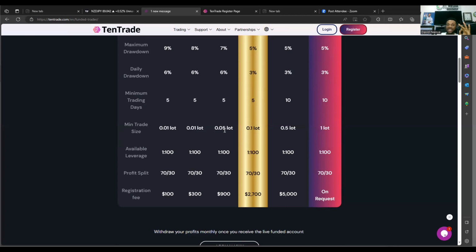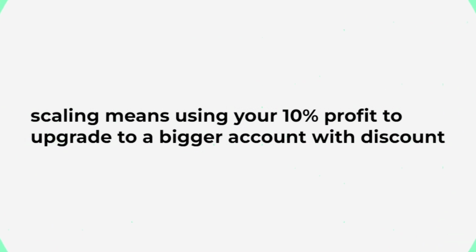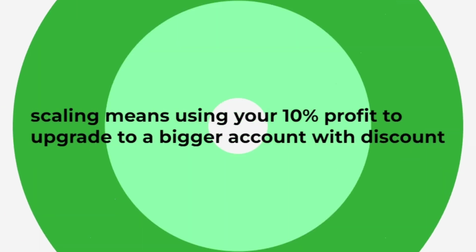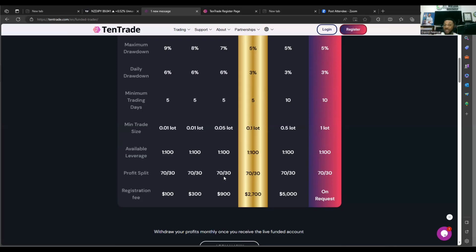So what does it mean? You are getting a discount of $200. That's what scaling means. Once you're able to make 10% of $10,000, you can allow Tentrade to scale you up to $30,000. What does it mean? More money for you, and it saves you $200. Now this one I bust my brain.